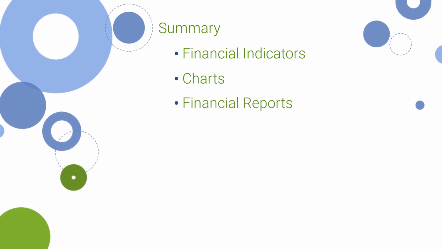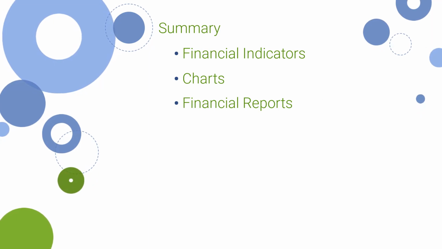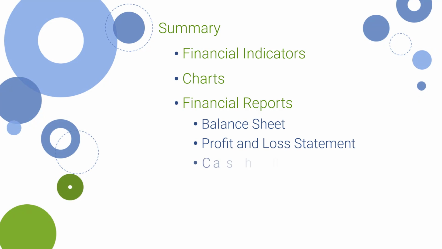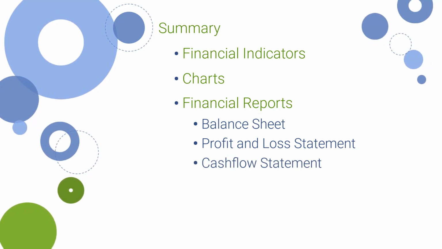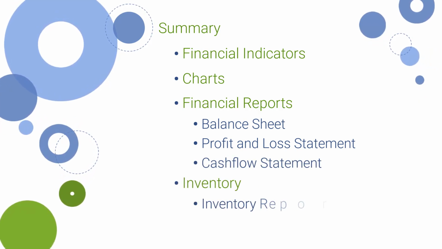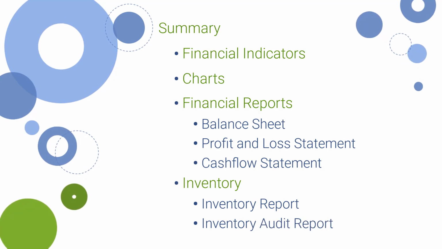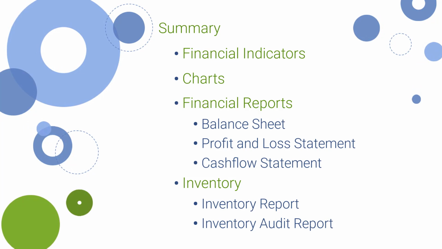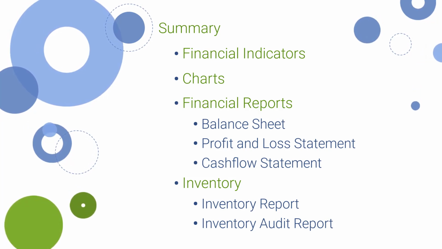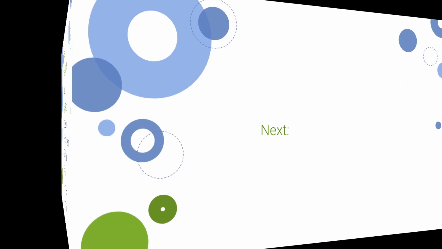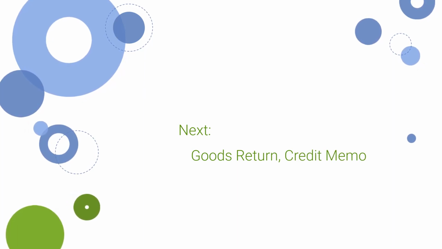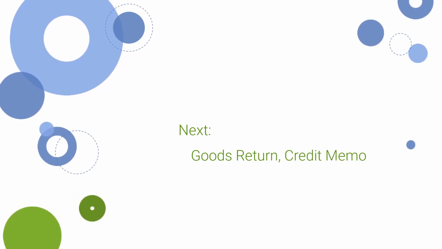With Filogy reports, you get detailed reports about your business, such as balance sheet, profit and loss statement, or cash flow statement. You have reviewed the inventory using Inventory Report and Inventory Audit Report. This time we looked at them from a sales point of view. Filogy reports give you a better picture of your company. In the next episode, you will look at reverse and cancellation transactions, like the goods return and credit memo.